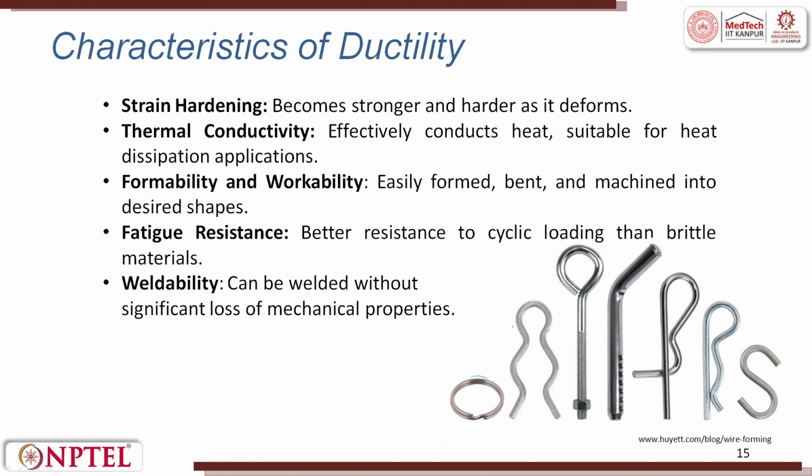You can make a ring, you can make a hairpin, this is a bolt, you can make a nut, these are different angular clips, these are S hooks which are used to hold things. These S type hooks are used even for spring balances, wherein the weight is measured, right? Today when you go to small vendors, they have this digital display S type which can measure up to 3 kilos. Strain hardening: it becomes stronger and harder as it deforms.